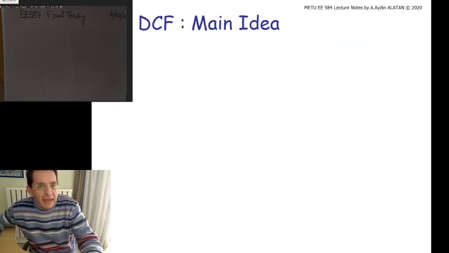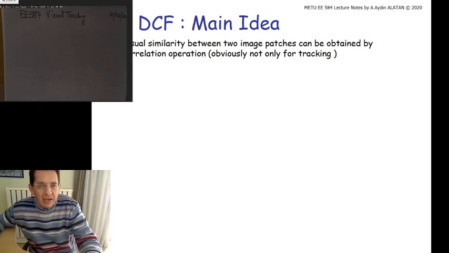Well, what is the main idea? Again, we are just matching, combining, or correlating two image patches in two different frames, and we are trying to look at their visual similarity. This could be achieved for different goals, not only for tracking. If you're trying to detect an object or recognize an object, you also look for similarity between image patches, but let's assume we are doing it for tracking right now.